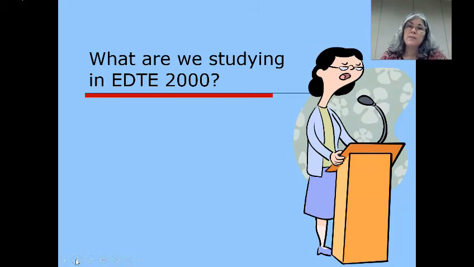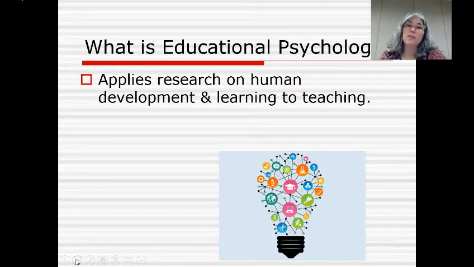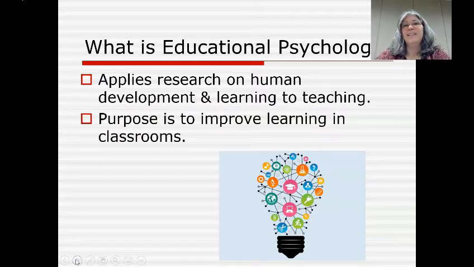Well, a lot of this course is under the heading of child development, adolescent development, but it still fits under the broader topic of educational psychology. Educational psychology is a branch of psychology, and the focus is to apply this research on human development, research on how people learn, to learning, to teaching. So with the idea that if we do this, we can improve learning in the classroom, we can improve teaching in classrooms. Pretty simple.